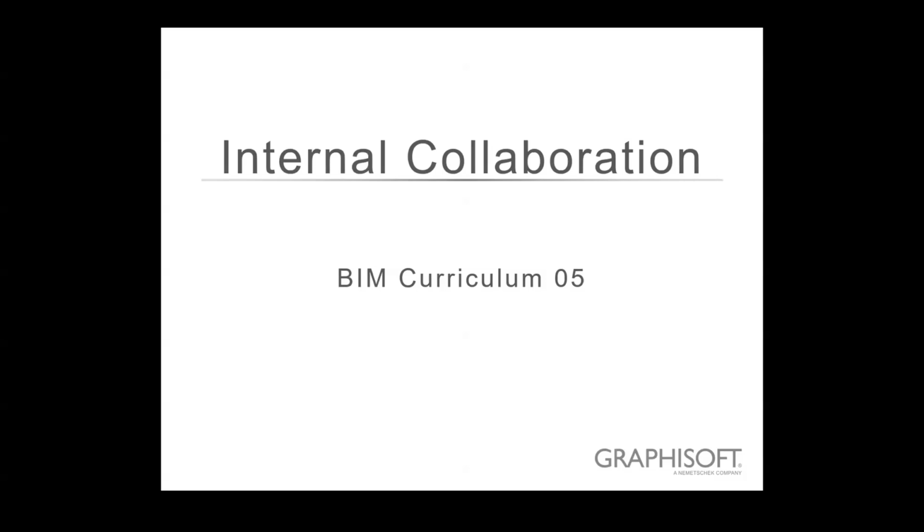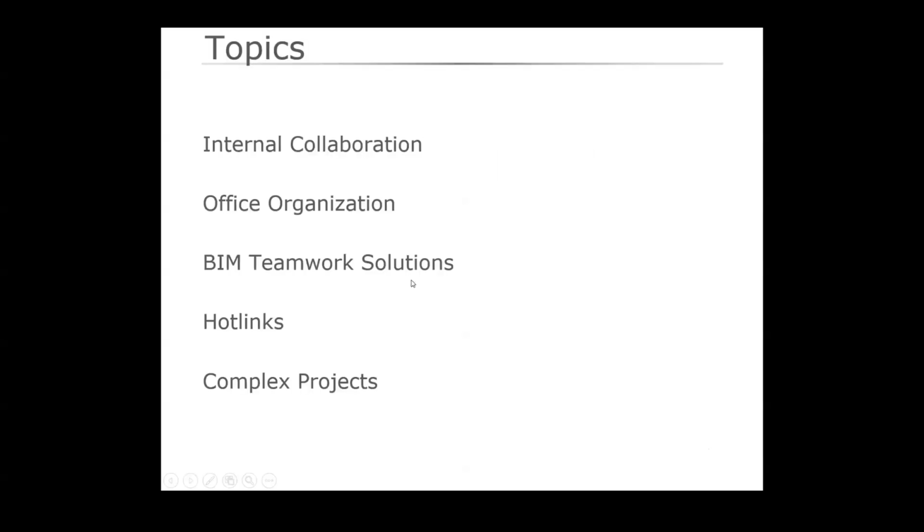So internal collaboration, with a big office like ours, is a sort of essential way to work, allowing lots of us to work together on the same project at the same time without too many difficulties. So we'll have a quick look at internal collaboration in general, office organisation, so how projects should be structured, and basically how we're aiming to structure our projects here. Then teamwork solutions, hot linking, and working with some complex projects.